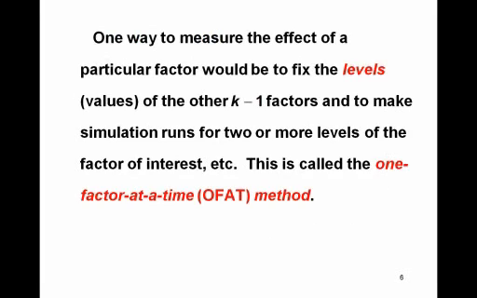Now, one way to measure the effect of a particular factor would be to fix the levels or values of the other k-1 factors and to make simulation runs for 2 or more levels of the factor of interest to see what effect changing factor 1 has in the response. Once we do that, we would go on to factor 2, set the levels of the other k-1 factors, run the simulation for several values of factor 2, and see what impact that has on the simulation response. And this is called the one factor at a time, or OFAT method.